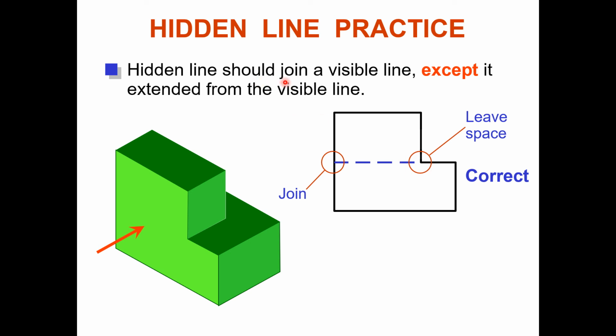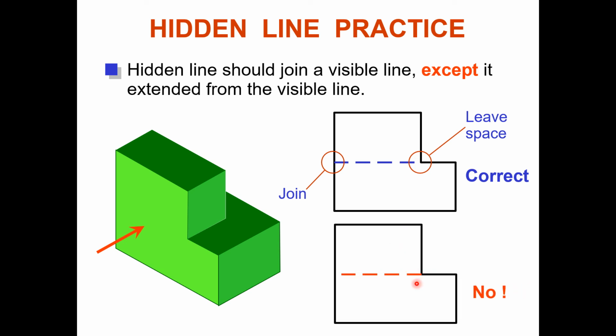Hidden line should join a visible line, except when it is an extension of the visible line. Except at that point, we can leave a gap where it is not extended from the visible line. We have started the visible dash line from this point. At that point we will join, and at this point it is an exception, either it is joined or left with a space. Here that is not correct.